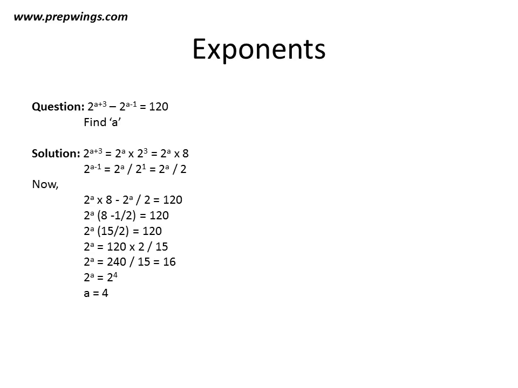Now putting these values here, what we get is 2 raised to power a into 8 minus 2 raised to power a divided by 2 equal to 120. So in this expression we can take 2 raised to power a common on the left hand side. If I take that common, it will be 2 raised to power a, and in the bracket it will be 8 minus 1 by 2, that is equal to 120. Then 8 minus 1 by 2 equal to 15 by 2. So it becomes 2 raised to power a into 15 by 2 is equal to 120.